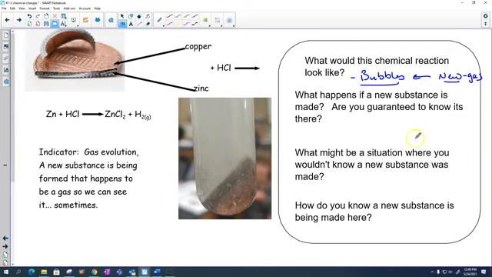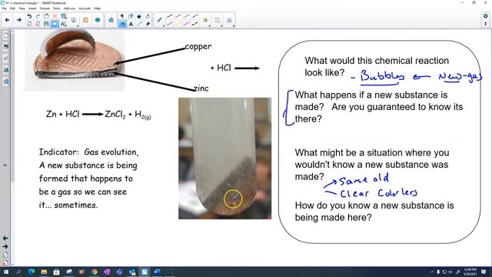There could be, as it states here, a situation where a new substance is being formed and we don't know it. What might be a situation where we wouldn't know a new substance is being formed? Think about that for a moment. Pause the video. Take a look. Alright. The answer might be that this new substance could look the same as the old. It'll just look the same. Maybe it's clear and colorless.